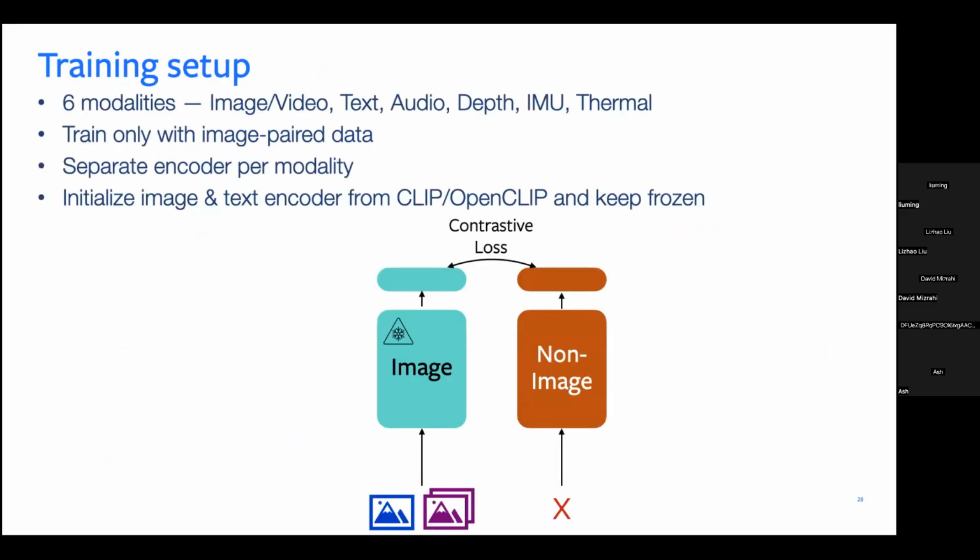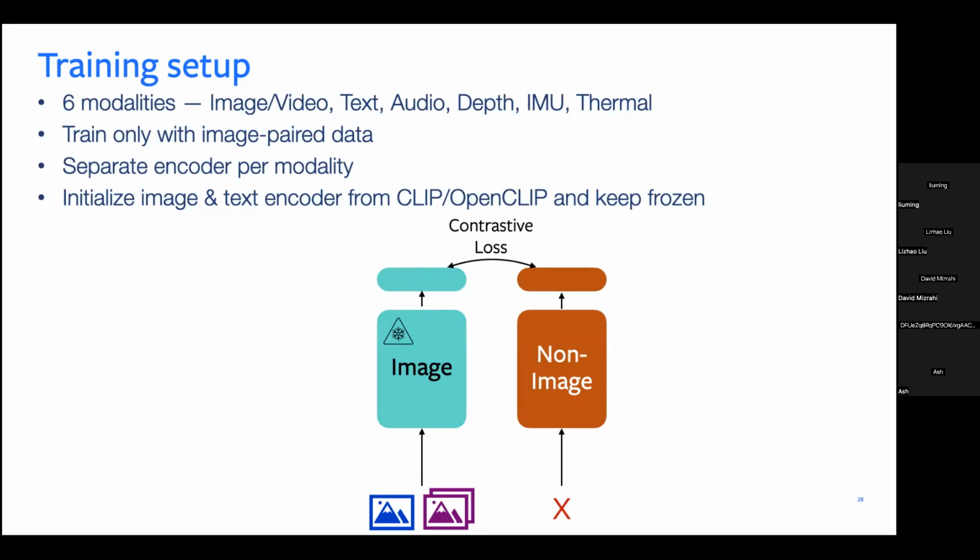So the training setup is that we have six modalities: image, video, text, audio, depth, IMU, and thermal. And we'll only train with image-paired data. So we will not use any other data. It will be either image-text, image-audio, image-depth, image-IMU, or image-thermal. And for each modality, we'll have a separate encoder.